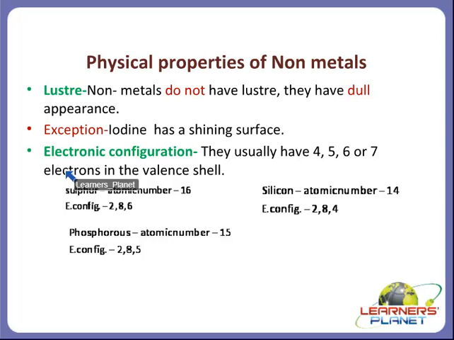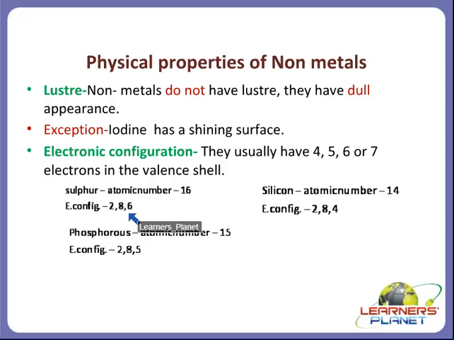Now our next property is electronic configuration. They usually have 4, 5, 6 or 7 electrons in their valence shell. Like sulfur. The atomic number is 16. How can I arrange these electrons? I can arrange them as 2, 8, 6. Right? So how many electrons does it have in the outermost shell? 6. How many electrons does it require to complete its octet? 2. So what type of ions will it form? It will form electronegative ions, or negative ions.